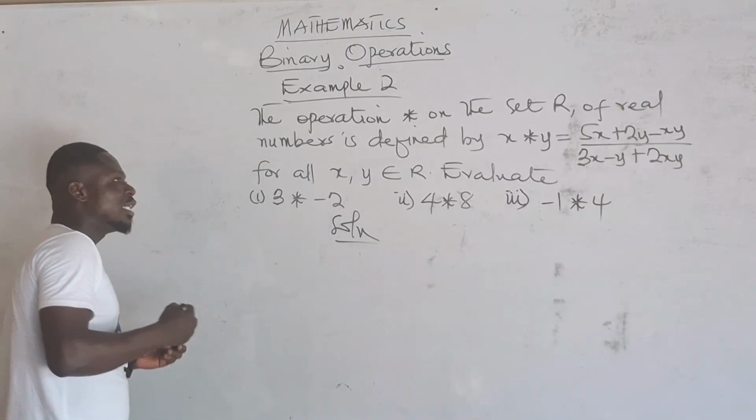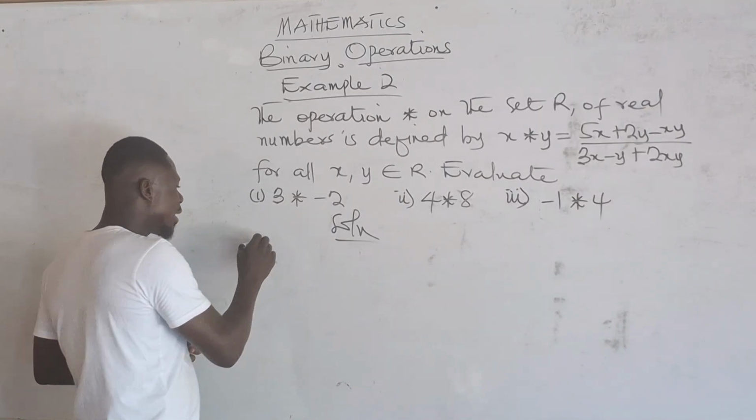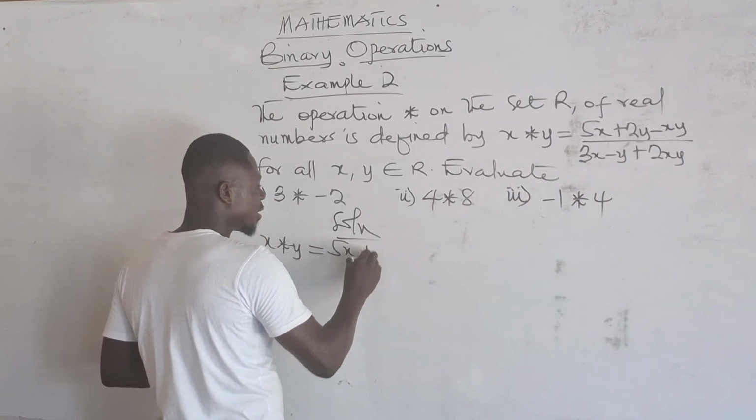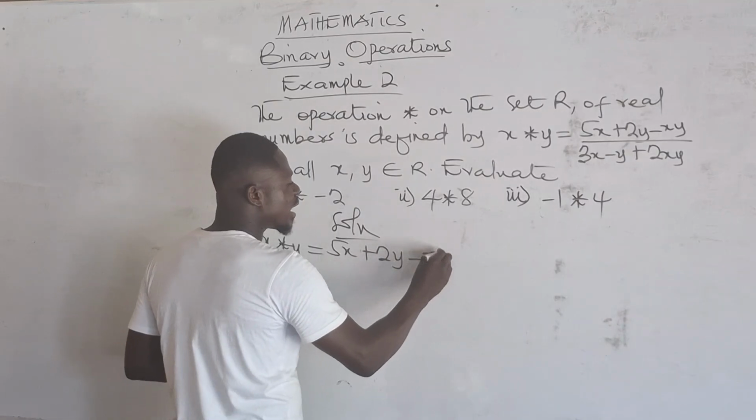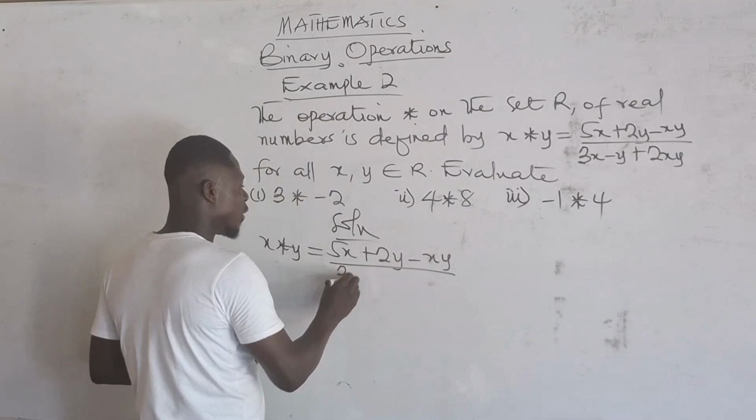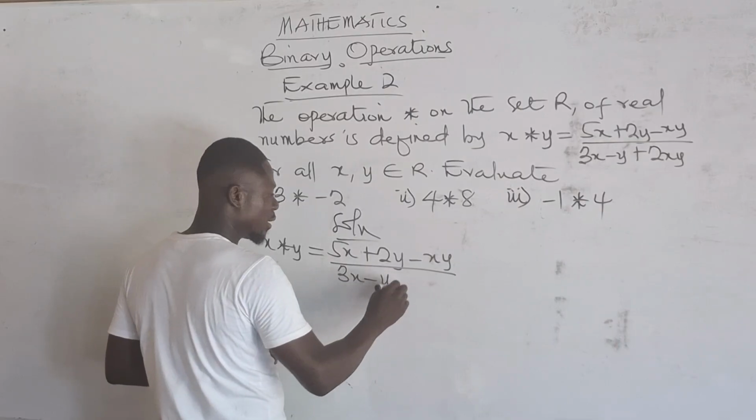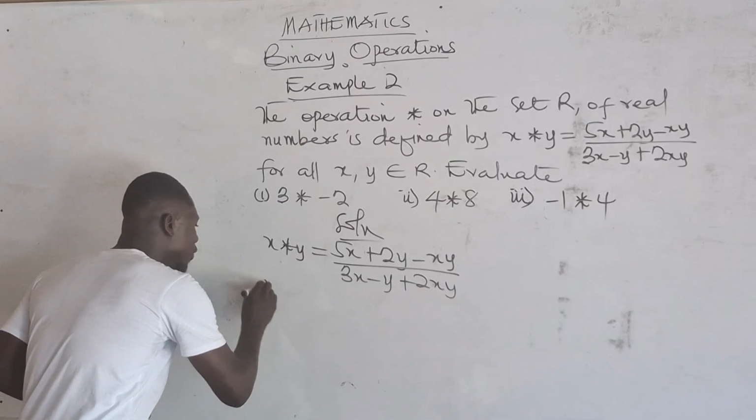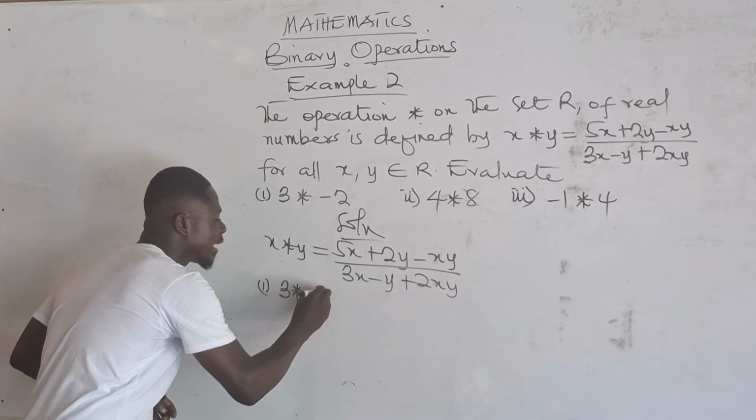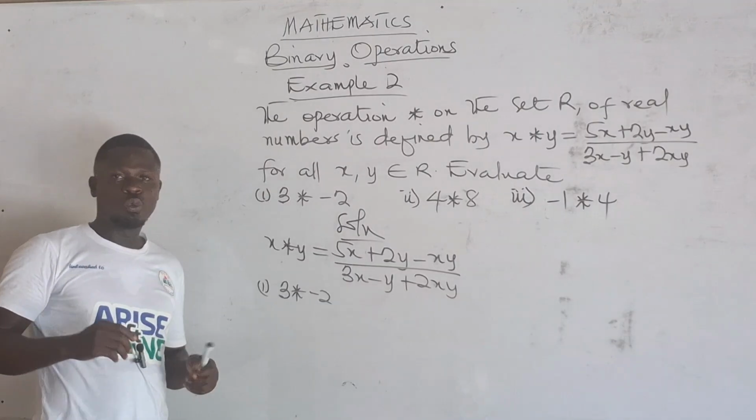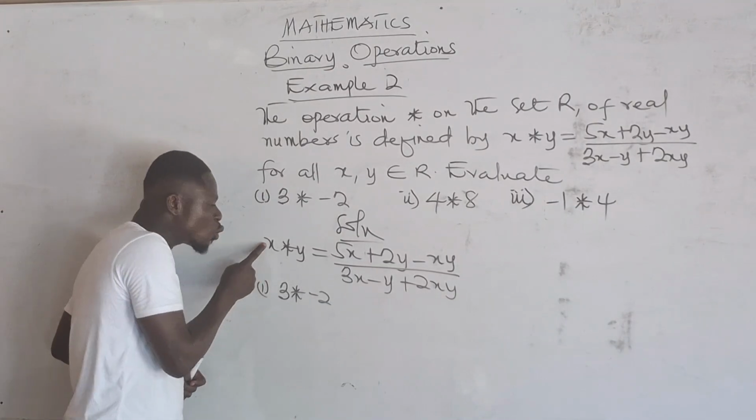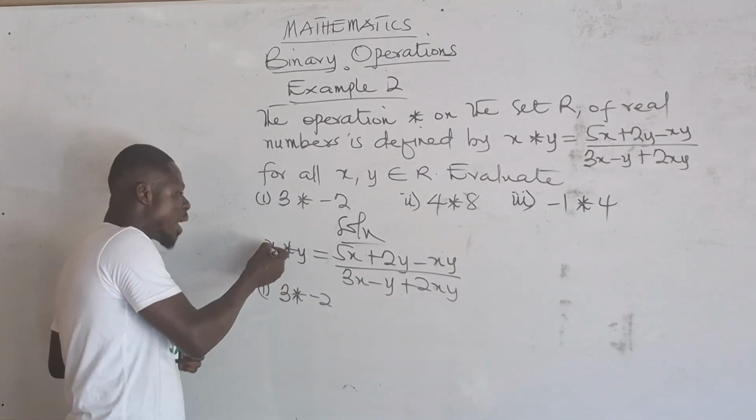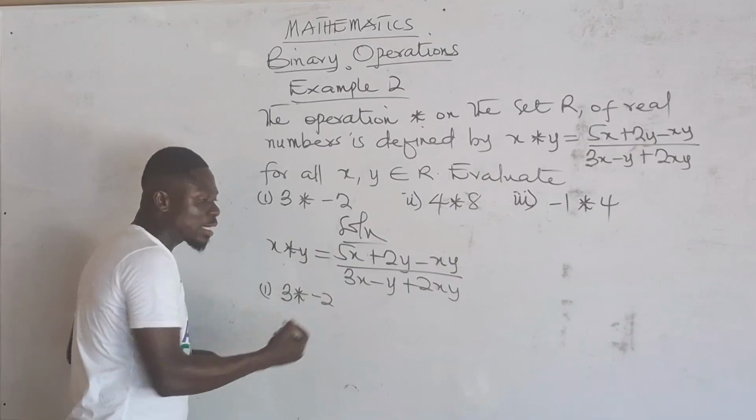We have the operation together with its rule to be x star y is equal to (5x + 2y − xy) / (3x − y + 2xy). Looking at the first example, we have 3 star −2. By comparing, we can clearly see that the first one is the first element, the second one is the second element. In this case, our x is now 3, our y is now −2.